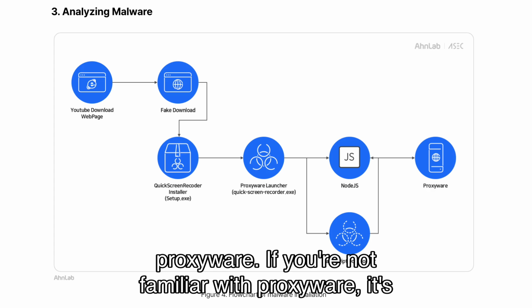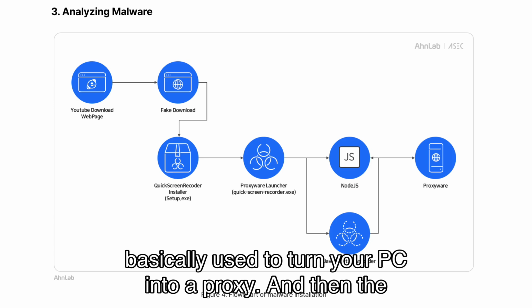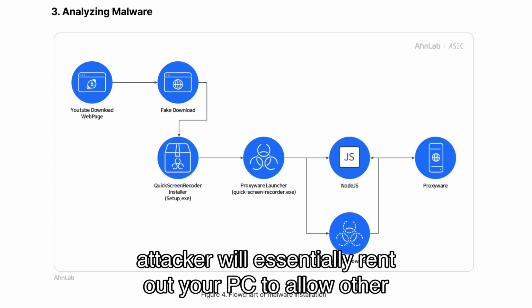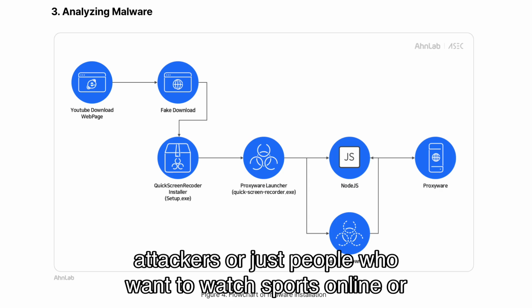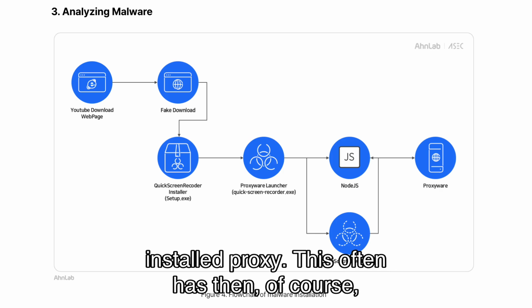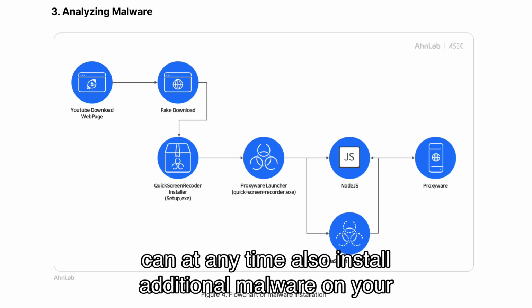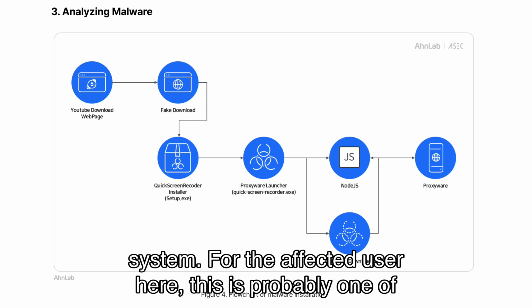If you're not familiar with Proxyware, it's not a type of malware we're really talking a lot about, but it's certainly quite popular and common. It is basically used to turn your PC into a proxy. And then the attacker will essentially rent out your PC to allow other attackers, or just people who want to watch sports online or such, to use your PC essentially like a VPN via the installed proxy. This often has, of course, detrimental effects on your system. And of course, they can at any time also install additional malware on your system.